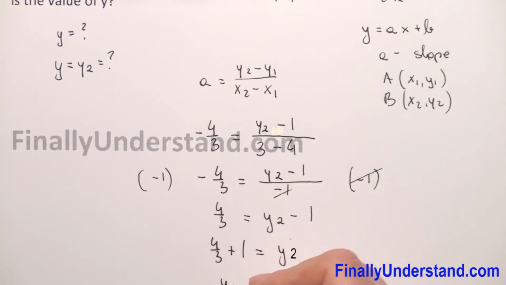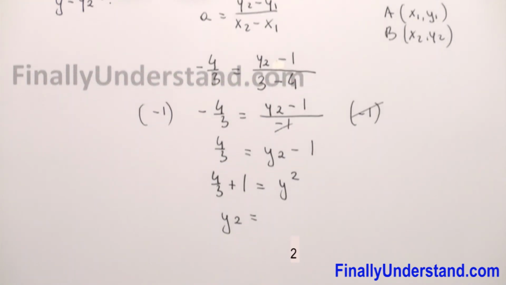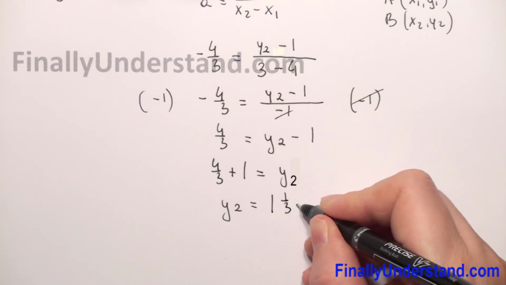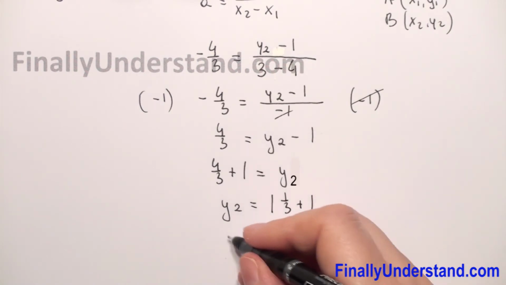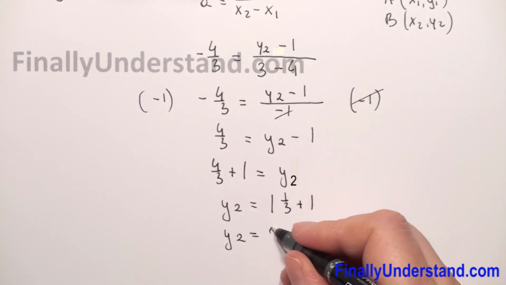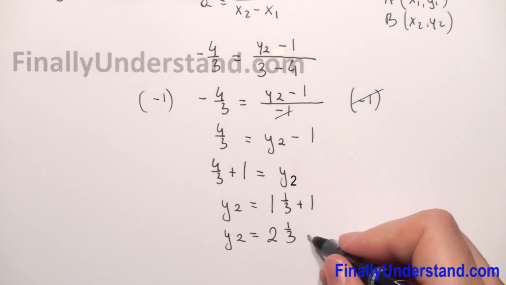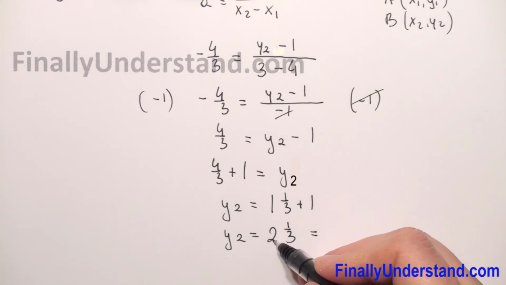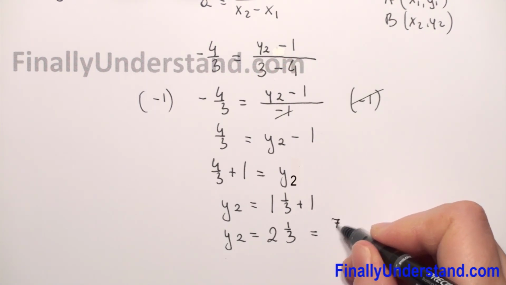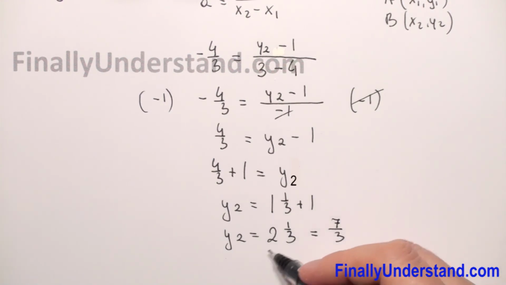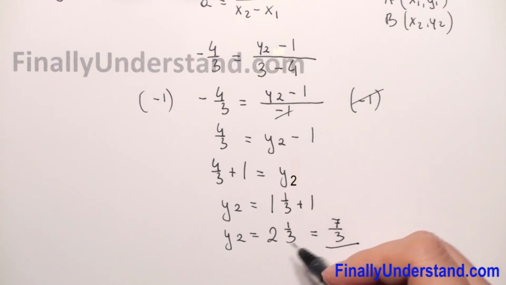So we can rewrite that y2 is equal to 4 over 3, which is 1 and 1/3, plus 1. So we have that y2 is equal to 2 and 1/3. We have a mixed number. You can change to an improper fraction if you want. 3 times 2 is 6 plus 1 is 7 over 3. Both solutions are correct. It depends which you need. If you need a fraction, we have 7 over 3. If you need a mixed number, it's 2 and 1/3.